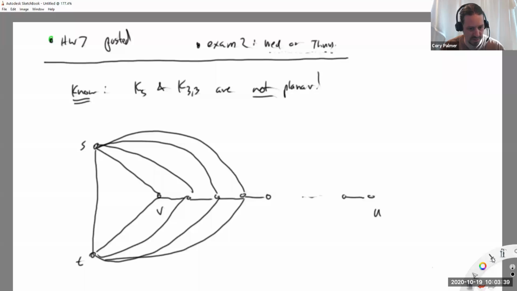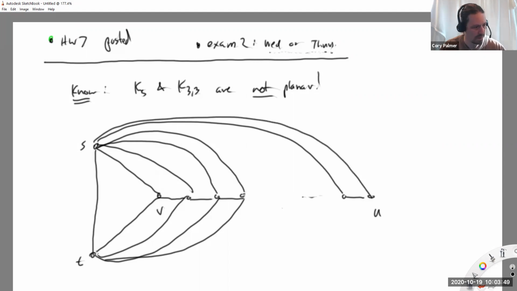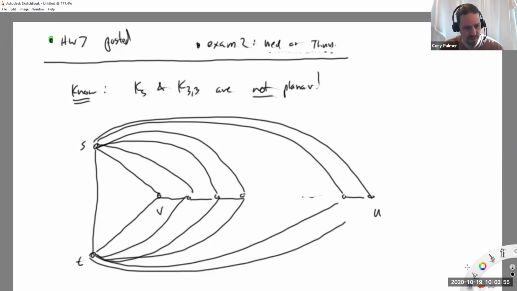I'm going to erase this last one here. I don't want to draw all these. All right. So far, not so good, right? What I've drawn is planar, so we need some more edges. And actually, I'm just going to draw one more edge, this one here from U to V. Okay. And I claim that this graph is not planar.